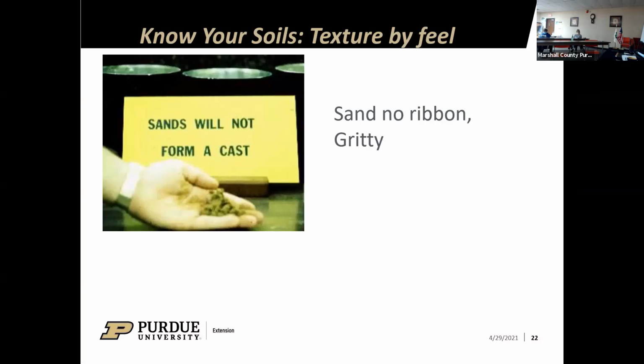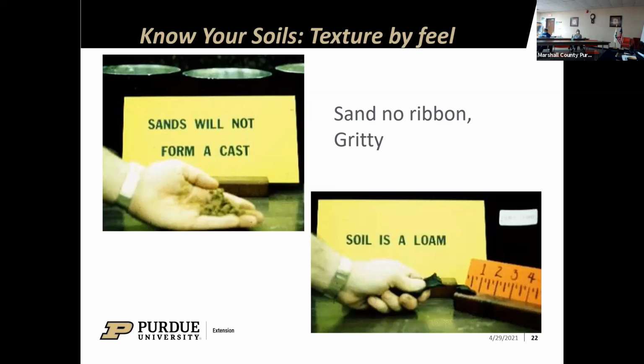So one way we can determine texture in the upper soil easily is just by feel. Sand will create no ribbon when we add some water to it, to where it's like a wet sponge consistency. But when it's sand, soils will not form a ribbon when we work it between our fingers, and it will feel gritty. A soil that is loam will only produce a ribbon maybe an inch long, but due to the low clay content in it, it won't produce a very long ribbon. So that would be a loam soil.